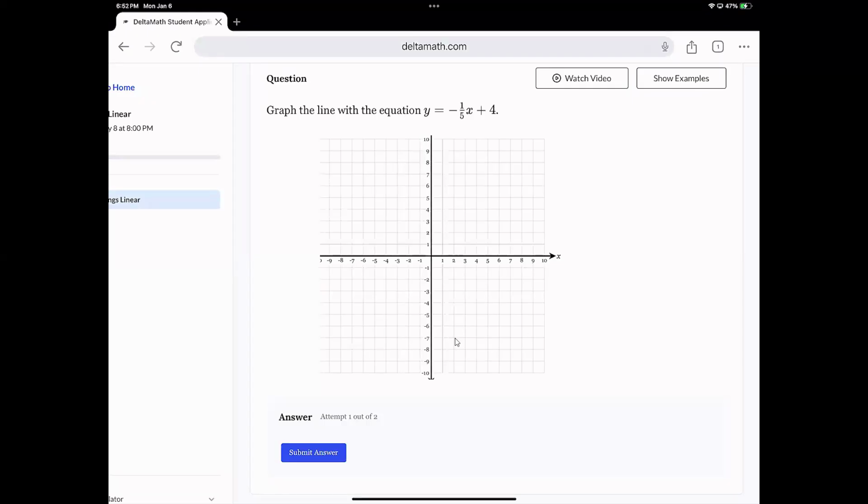H. Hey, I am going to do a few of the questions from the all linear Delta Math assignment that I gave. I'm going to just skip around and do a few questions.